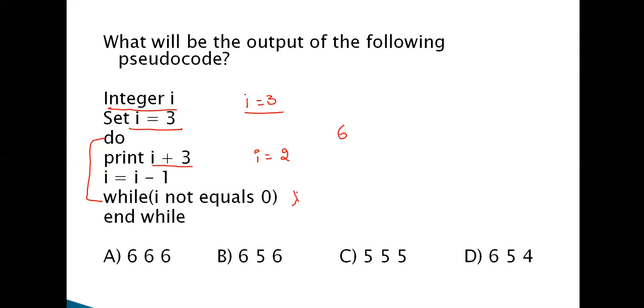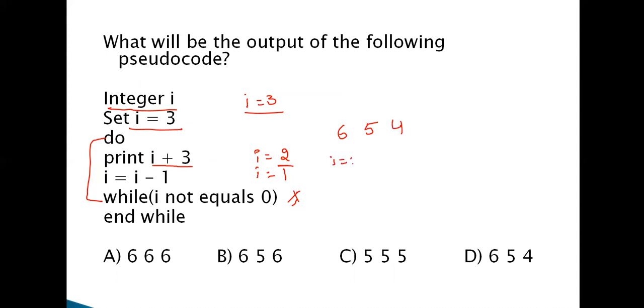Here also the semicolon is not required. 2 not equal to 0, yes. Again move to I plus 3. What is the updated I value? Updated I value is 2. So 2 plus 3, 5. In the next iteration, I value is equal to 2 minus 1, 1. 1 not equal to 0. The condition is true. So I plus 3, that is 4.